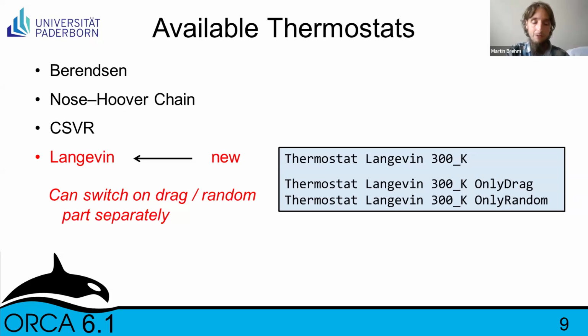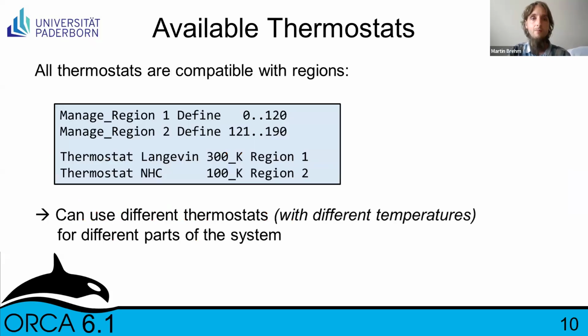What is not new, but what I shall mention, is that the thermostats are compatible with so-called regions. You can define regions in your system, which is just a subgroup of your atoms. It could be a certain type of molecule, or maybe only the left half of your system, whatever you want. You can define these regions by simply specifying an atom interval or multiple intervals per region. That's all possible. And you can attach a thermostat per region. And these can be different thermostats and also different temperatures.